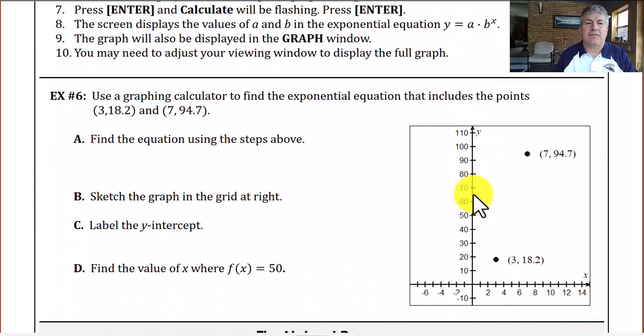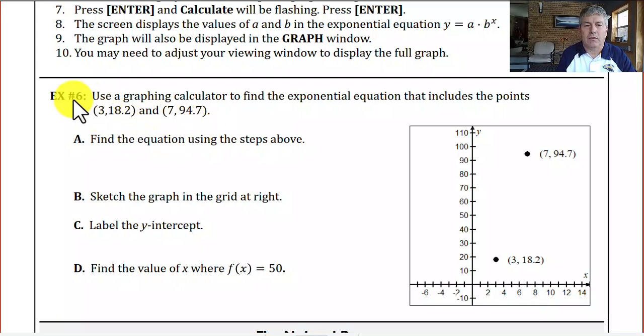So example 6 says, use a graphing calculator to find the exponential equation that includes the points (3, 18.2) and (7, 94.7). So those are on our graph here. We've got a bunch of x values, we've got some y values. So when we enter this data into our calculator, we can steal our window from our x's and y's. We can also grab those from our ordered pairs as well.